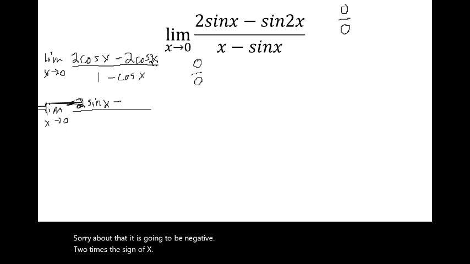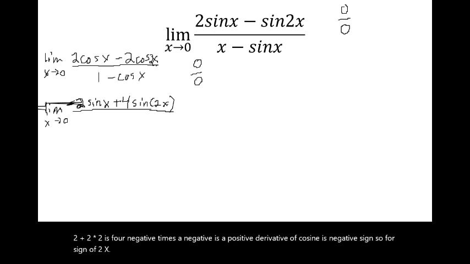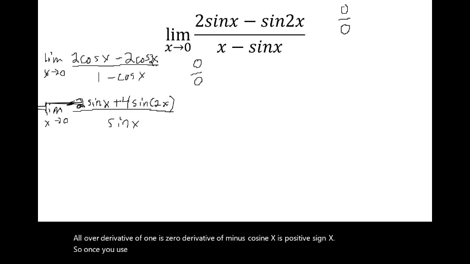Minus 2 plus 2 times 2 is 4. Negative times a negative is a positive. Derivative of cosine is negative sine, so 4 sine of 2x. All over, derivative of 1 is 0. Derivative of minus cosine x is positive sine x. So once you use L'Hopital's rule, you should use direct substitution again.